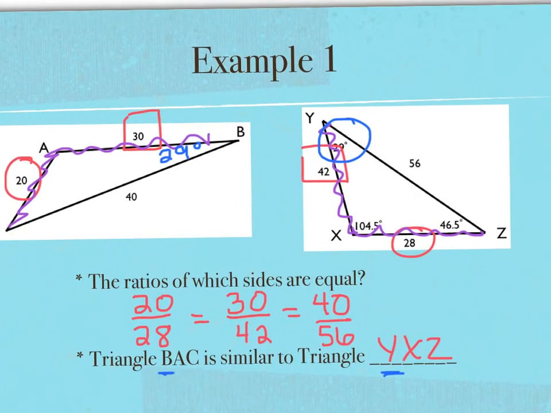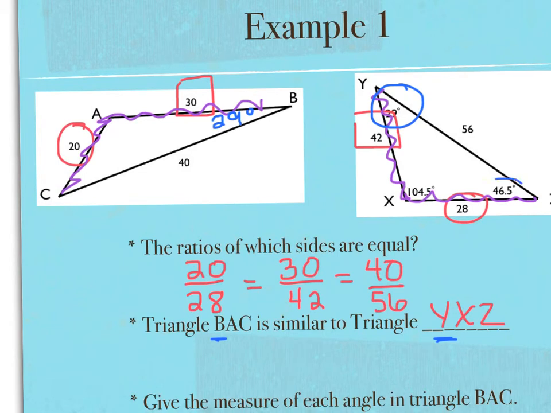Okay, what's angle Z correspond with? C. Z has to correspond with C. So angle C would have to be 46.5. And angle A then would have to correspond with angle X, which is 104.5. Good? Yep. That's really it for today. Okay? So SSS similarity, the sides are proportional. Okay? And the angles all match.